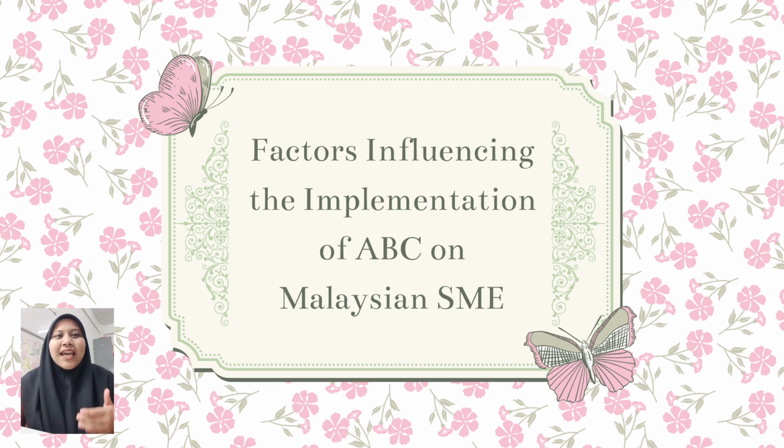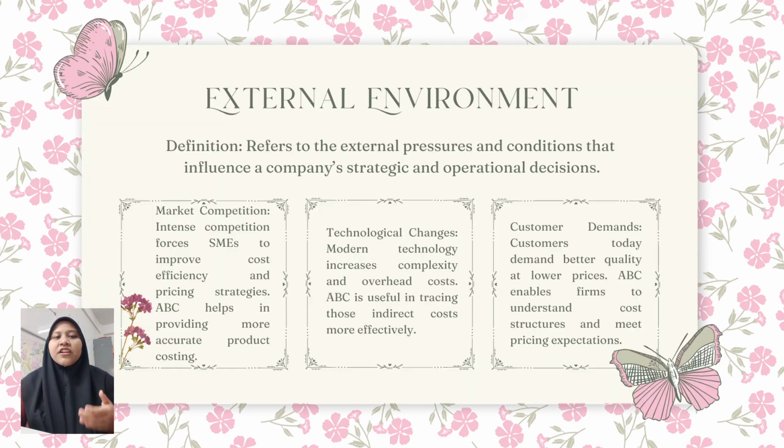Okay, next, I would like to talk about what influenced small and medium business in Malaysia to use activity-based costing or ABC. ABC is a method that helps business understand and control their costs better. First and foremost, external environment refers to the external pressure and condition that influence a company's strategy or operational decision. When there's a lot of competition, business need to lower their cost and price so the product will be better. A new technology makes operation more complex, so ABC helps track the real cost of those change.